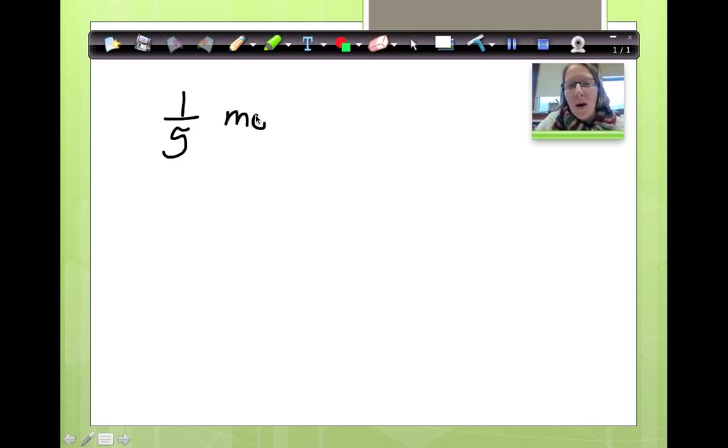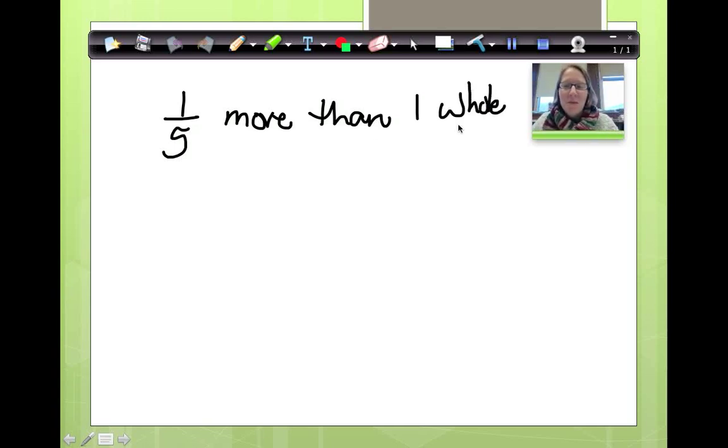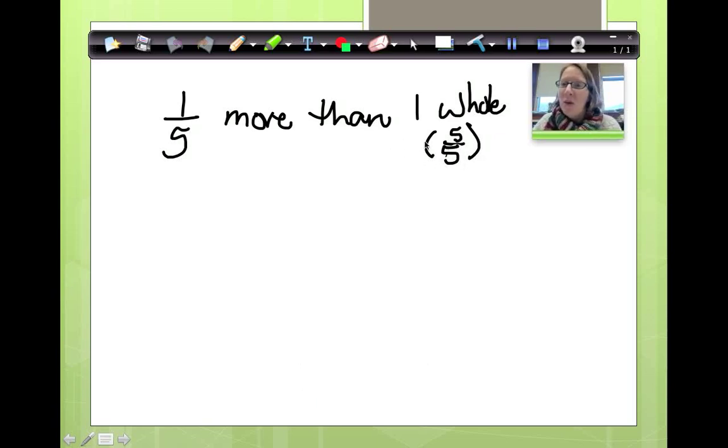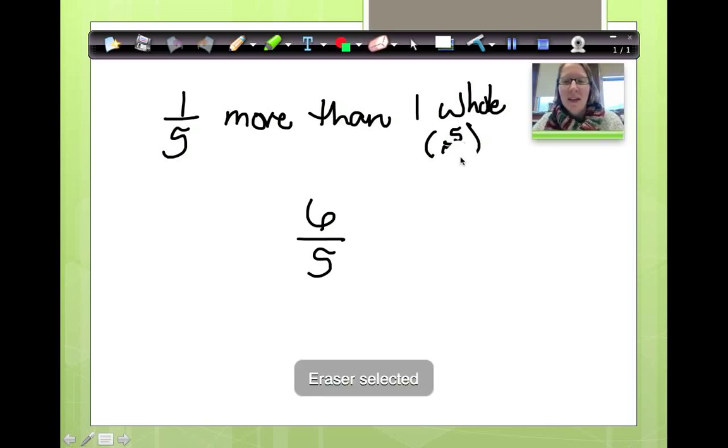1/5 more than 1 whole. I don't know. Well, what would 1 whole be if I'm talking about fifths? So what should I think? I should think 5/5, right? 5/5 is 1 whole. What's 1/5 more? 1/5 more would be 1 plus 5 is 6/5.